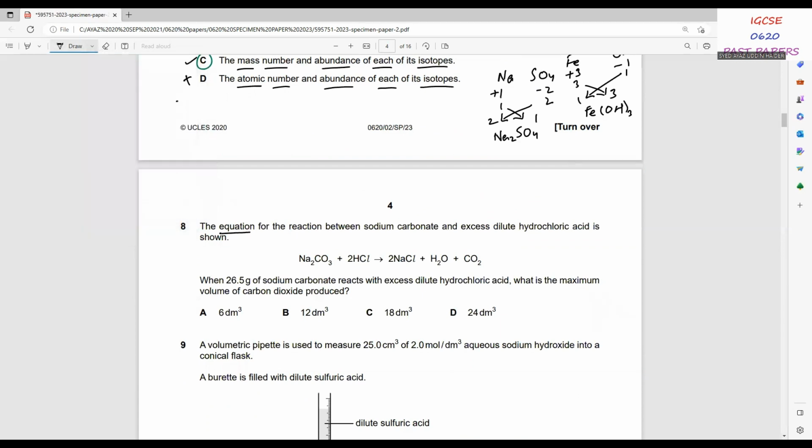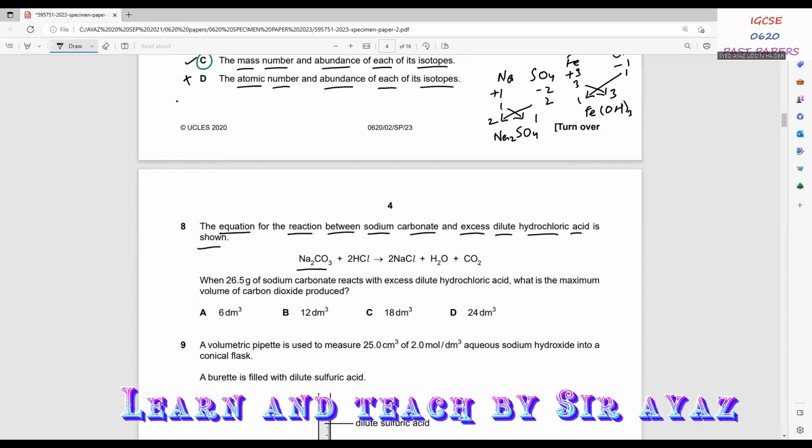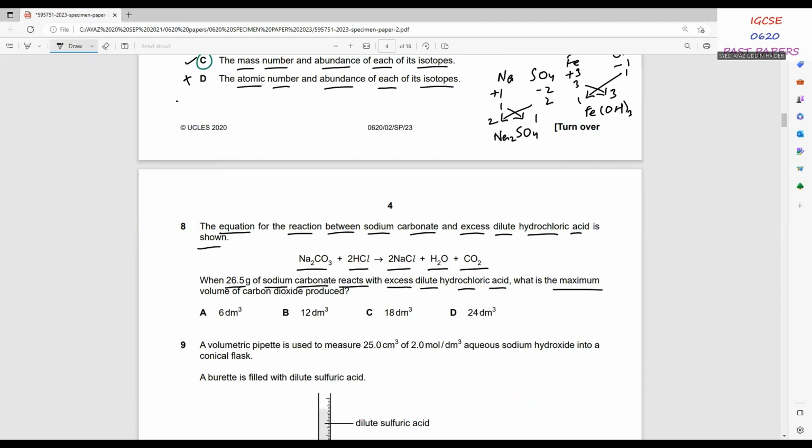8. The equation for the reaction between sodium carbonate and excess dilute hydrochloric acid is shown. Na2CO3 plus 2HCl gives 2NaCl plus H2O plus CO2. When 26.5 gram of sodium carbonate reacts with excess dilute hydrochloric acid, what is the maximum volume of carbon dioxide produced? For this, we need the moles of carbon dioxide. We have the mass of sodium carbonate given.